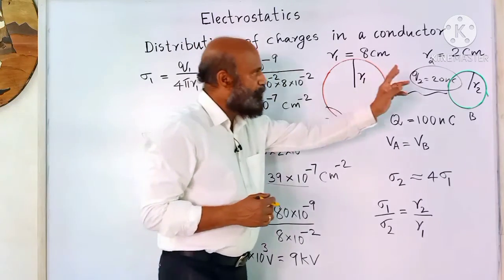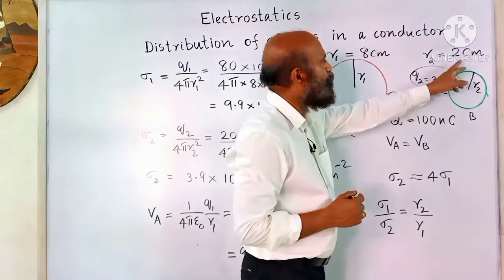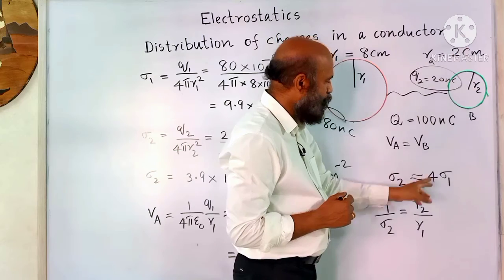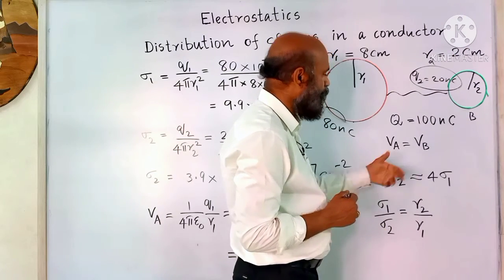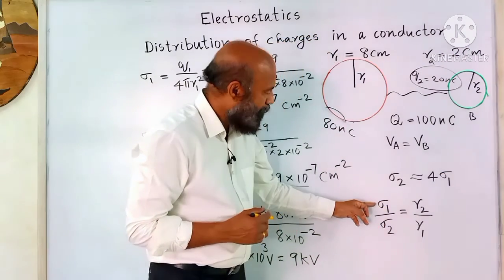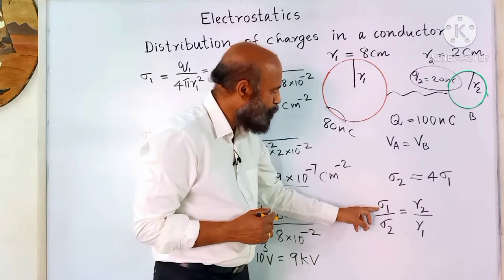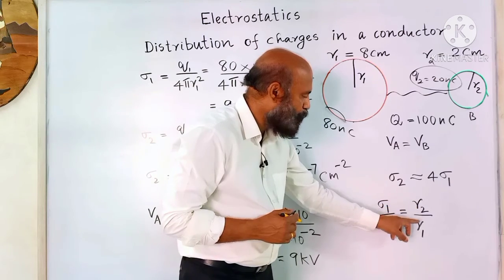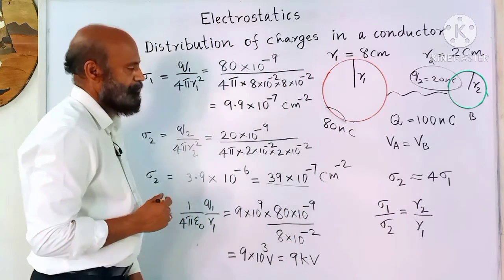The radius of the second sphere is 4 times lesser, 8 and 2. When radius is 4 times lesser, charge density is 4 times more. So this result is proved: sigma 1 by sigma 2 is R2 by R1.